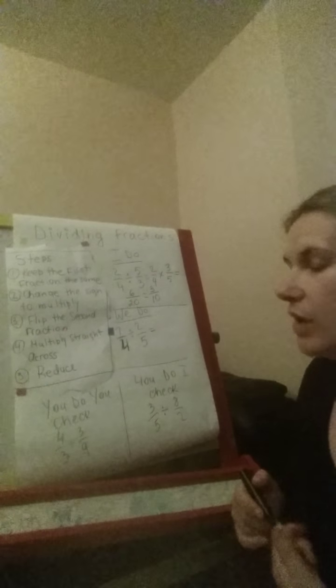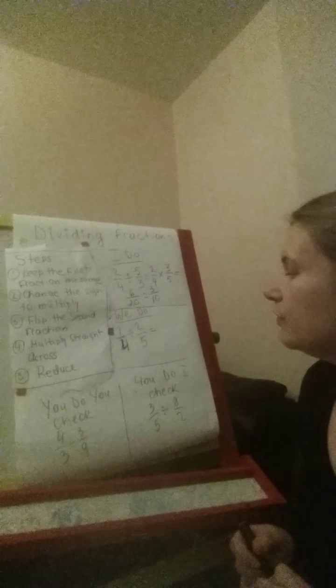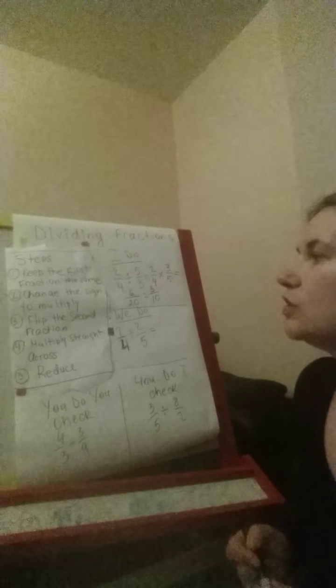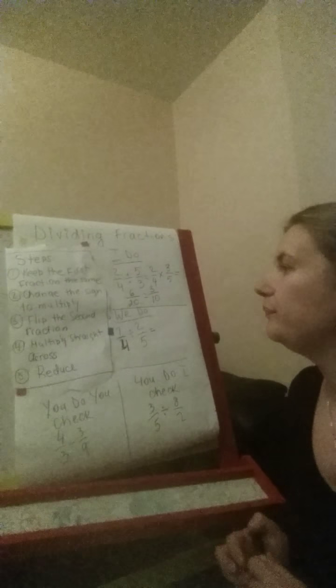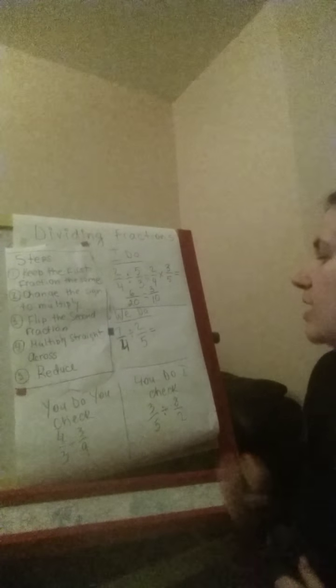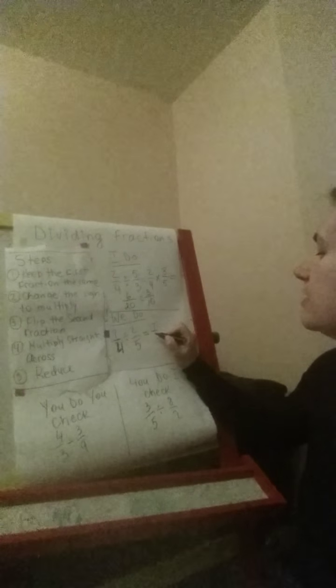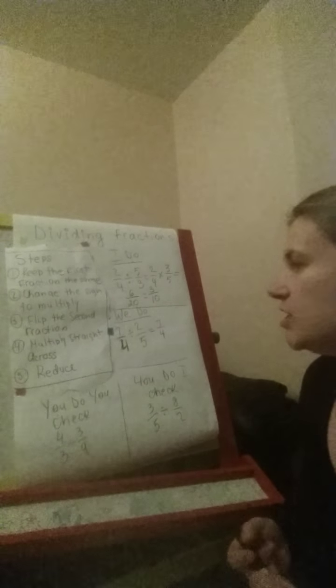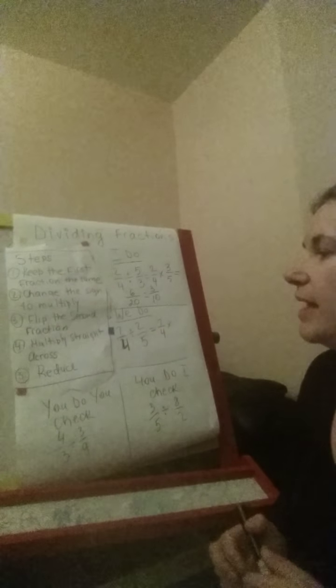So we have a division problem in front of us again. It's 7/4 divided by 2/5. So what would be the first step? Keep the first fraction the same. Okay, yes, we keep the first fraction the same. What's our next step? Change the sign to multiply. Okay, we're going to change the sign to multiply.